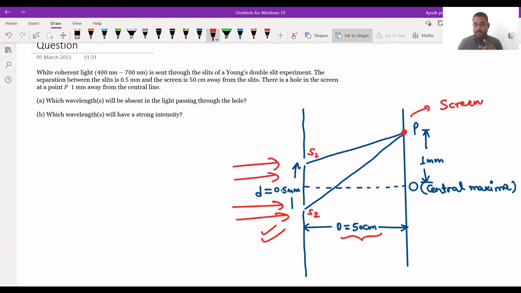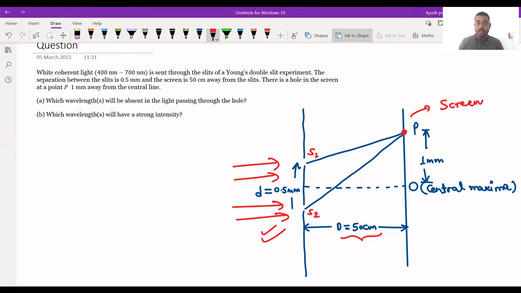Getting the point, right? If at the point a dark fringe has been formed corresponding to one wavelength or another wavelength, that wavelength will be absent at the point P. So first, understand the question. Then we will solve the question.